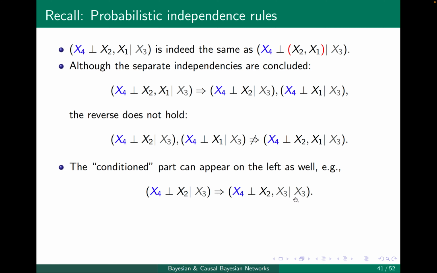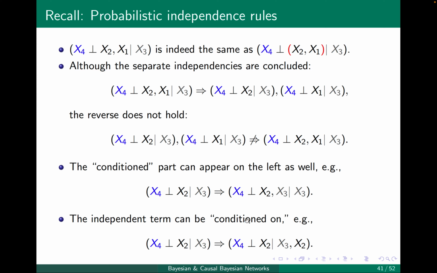Just use the definition of conditional probability and you'll see that it has no effect. Of course, if I know x3, then putting it here, x4 will still be independent of x3, doesn't matter. And the opposite, of course, does not hold as well.